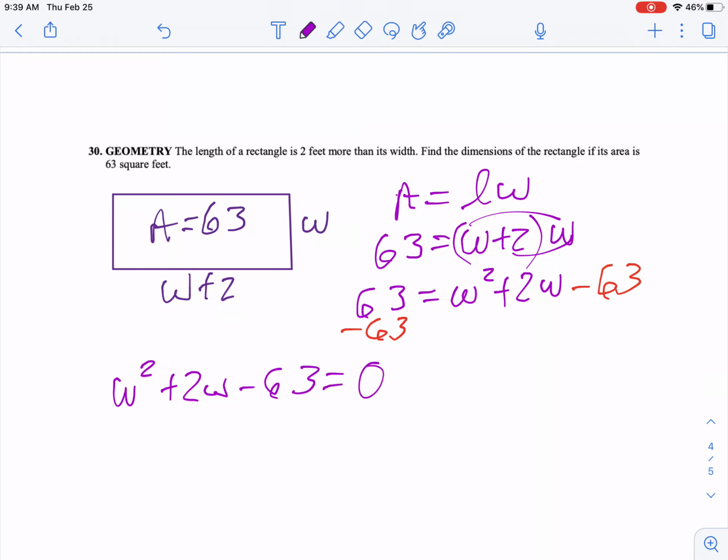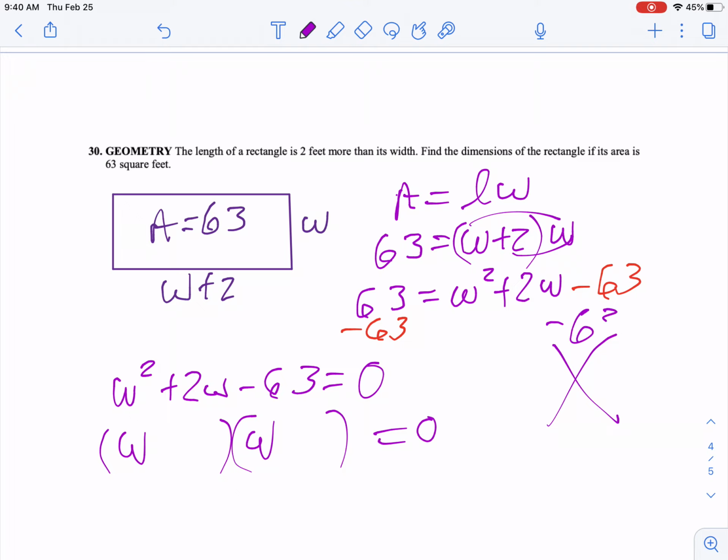Well, that's a quadratic that we can factor. We'll make two parentheses. Since our leading coefficient is 1, we have w in front of each parentheses. I need two numbers that multiply to negative 63 but add to 2. Or in this case, since it's negative 63, they subtract to 2. Well, that's a common math fact, isn't it? 9 and 7 multiply to 63. If we make 7 negative, they subtract to 2.